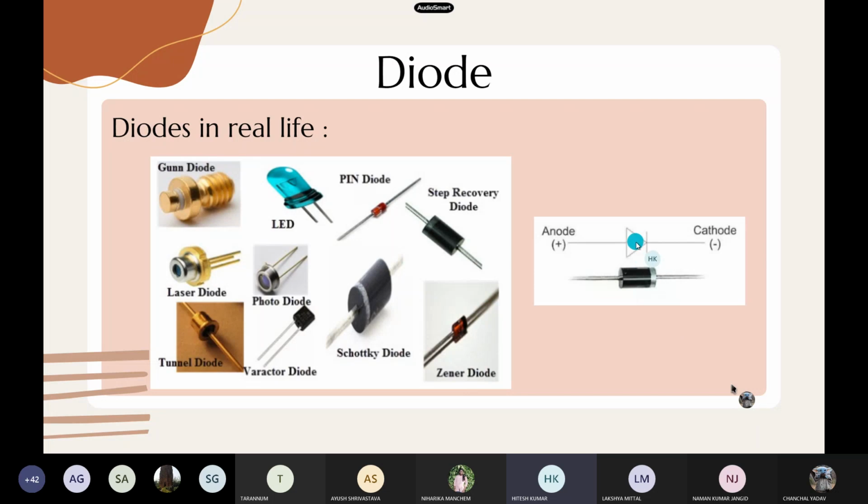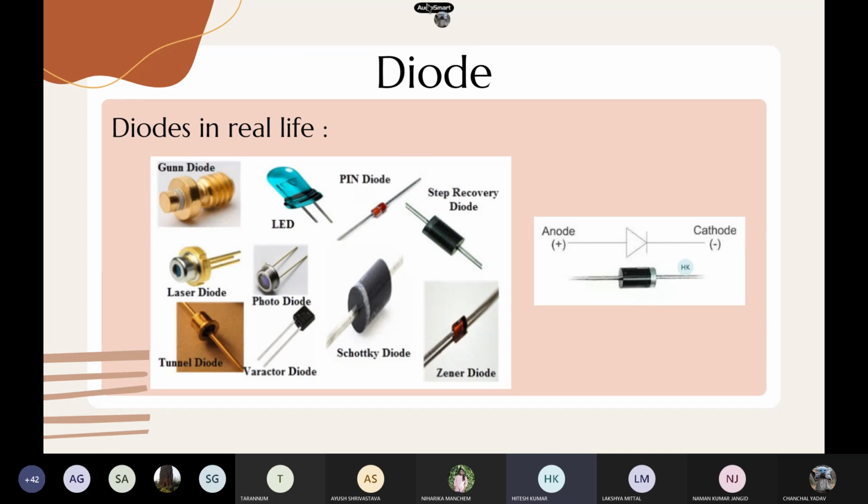The arrow sign in the symbolic representation of diode represents the anode terminal, and the line part denotes the cathode terminal. If current comes from the anode to cathode, diode allows it to flow because it is in forward bias. And if current comes from cathode to anode, it blocks the current because it is in reverse bias.